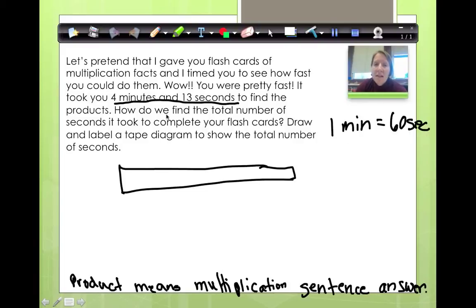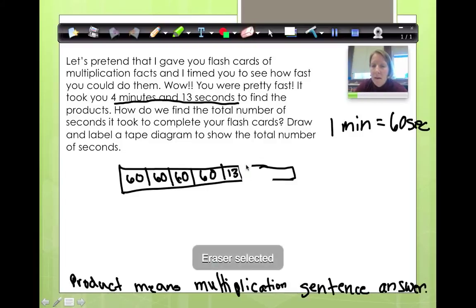Okay, so if that's the case, I had 4 minutes. So I'm going to give me 4 pieces of tape. 1, 2, 3, 4. And each one of those had 60 seconds because that's 1 minute, that's 1 minute, that's 1 minute. And then I had some change left over. I had 13 seconds left over. So I'm going to put this here and I have 13. Now I have too much tape, so I'm going to erase it. If you have too much tape, you better erase it.